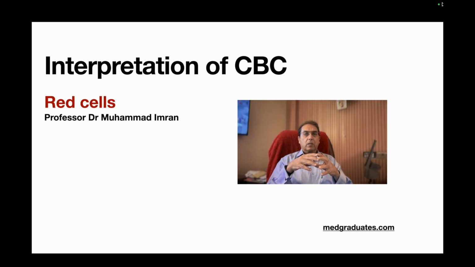Interpretation of complete blood count. When you get a blood count report, you see multiple parameters and you must have an idea of the significance of these different parameters. In this video, we are going to see about the red cell lines.